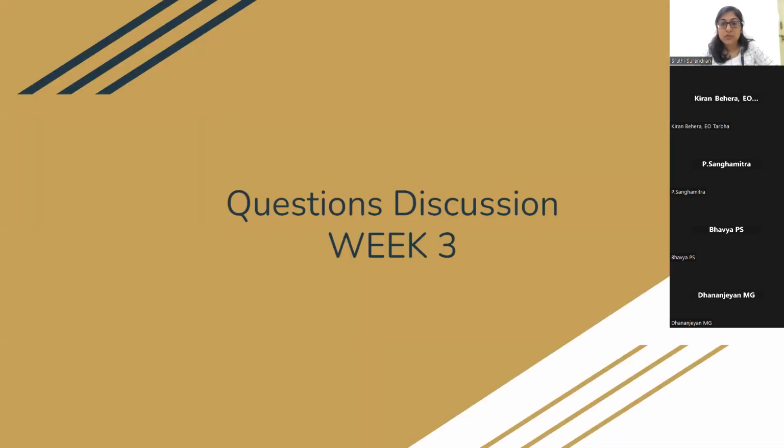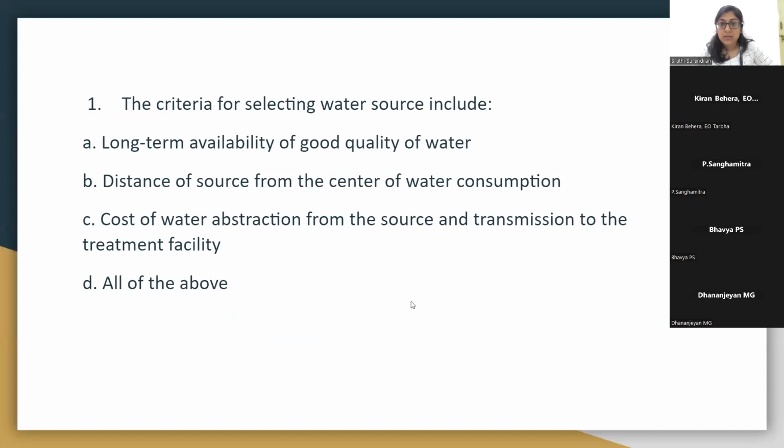Now, like I said, we'll move on to the third week's questions, some sample questions. So like last time, I'll give you some time to go through the question, and you can drop your answers in the chat box, and then I'll give you an explanation to the answer. So the first question is this one: what is the criteria for selecting water sources? Is it long-term availability of good quality of water, distance of the source, and or cost of water expansion?